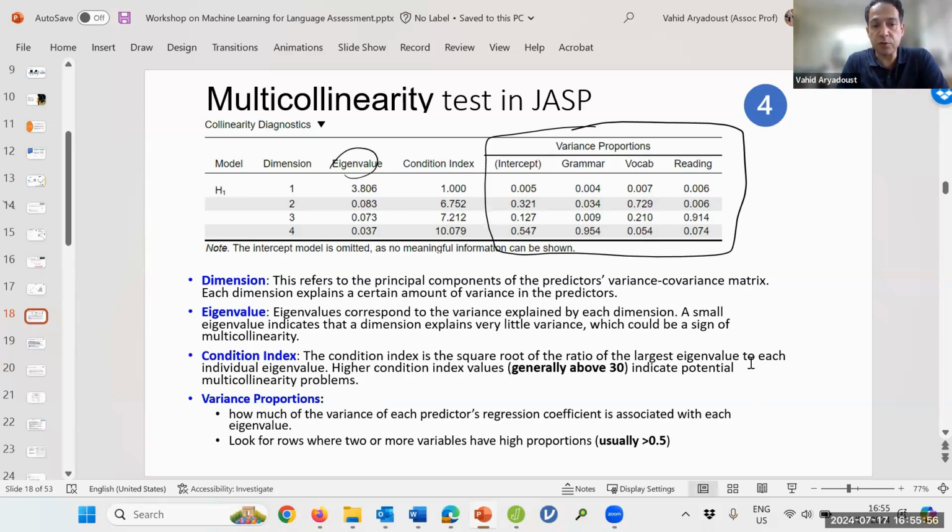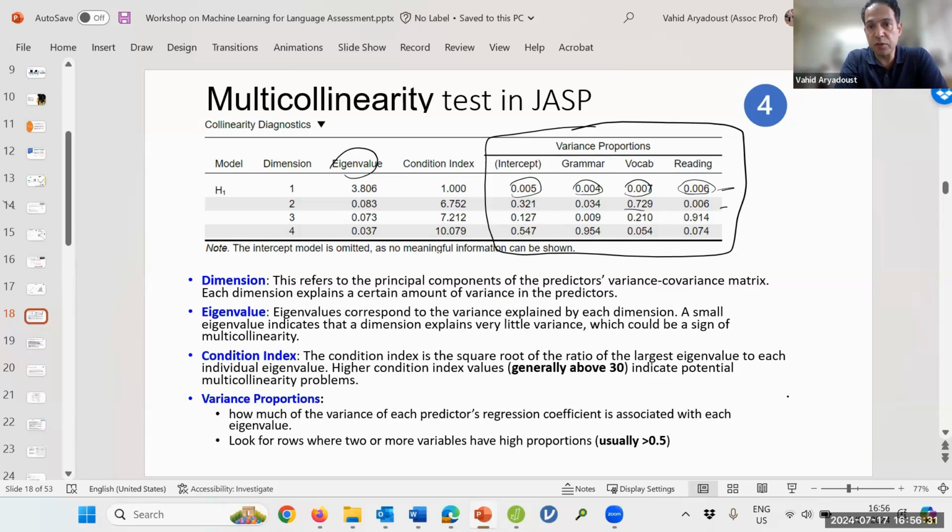Look for some rows that have got 2 or more variables that have high proportions of variance. For example, let's look at this row, the first row. There is no high proportion of variance. The maximum is 1, the minimum is 0. You see, all of them are equally small. Look at these numbers, and even the intercept is small, which is good. The second row is more or less the same.